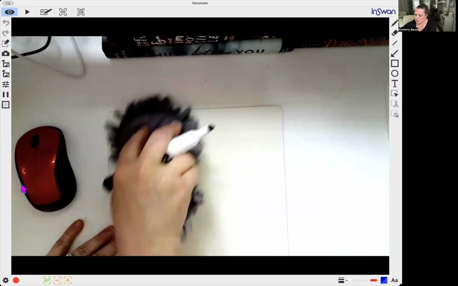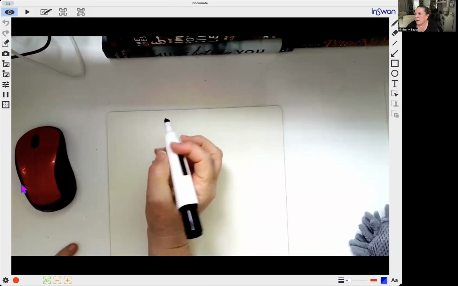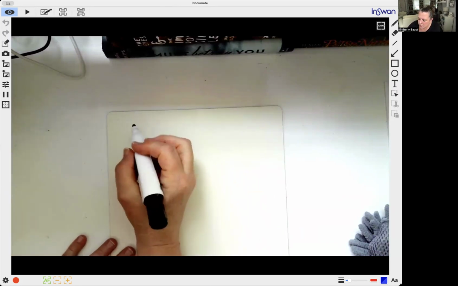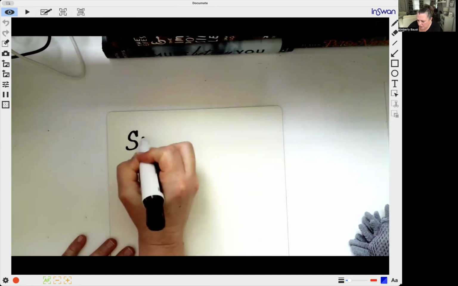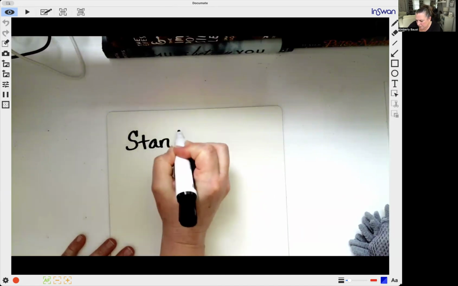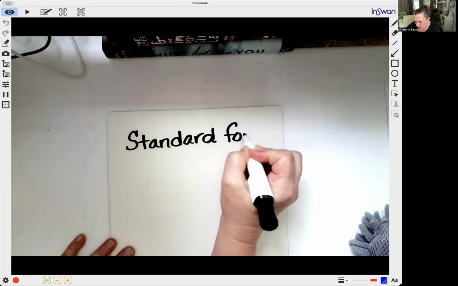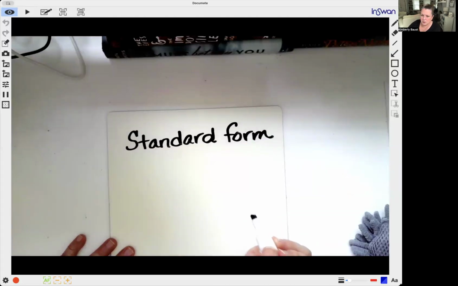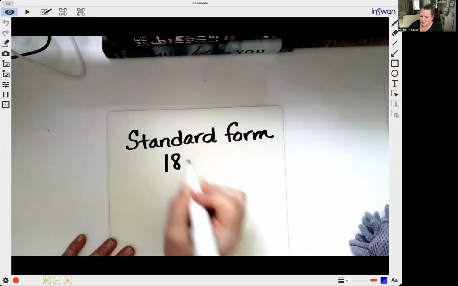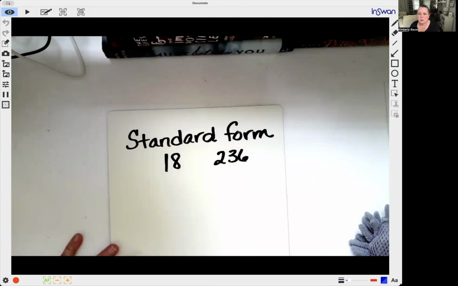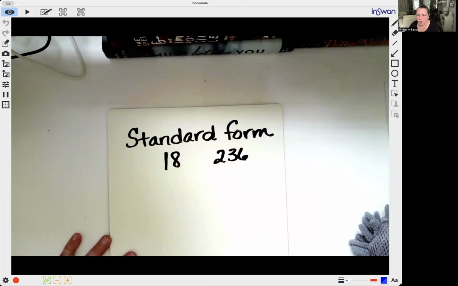Okay. So when you are talking about place value and ways to write a number, there are three ways that we're going to talk about. There is standard form. That one's the easiest. That just means how you normally see it. For example, 18, 236. Those are standard form.